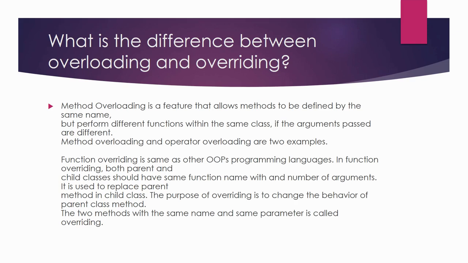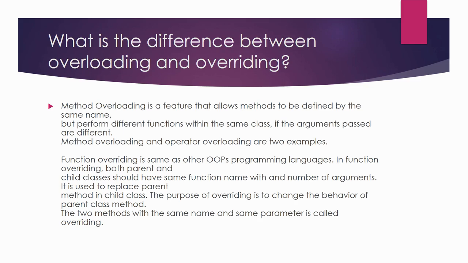Function overriding is the same as in other OOPS programming languages. In function overriding, both parent and child classes should have the same function name and the same number of arguments. It is used to replace the parent method in the child class. The purpose of overriding is to change the behavior of the parent class method. The two methods with the same name and same parameters is called overriding.